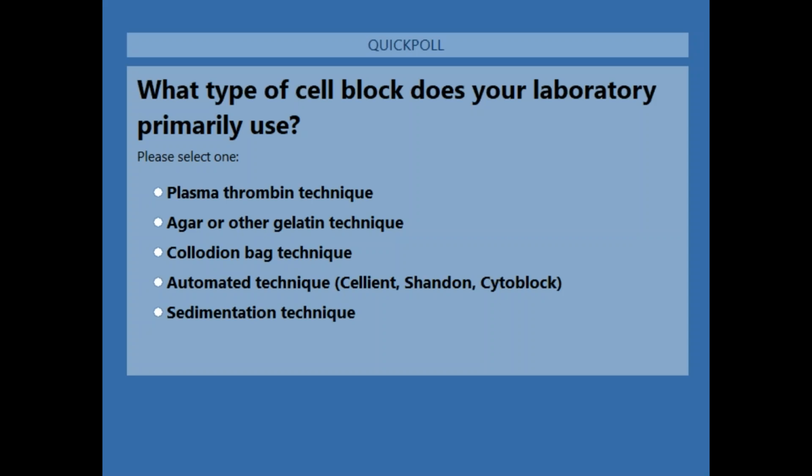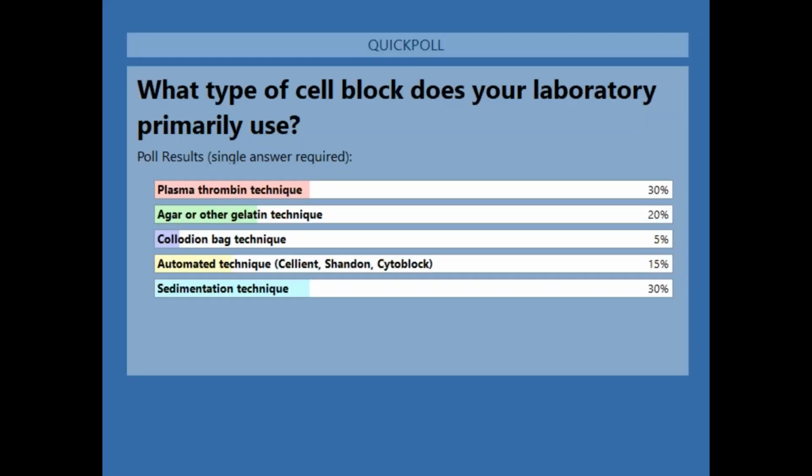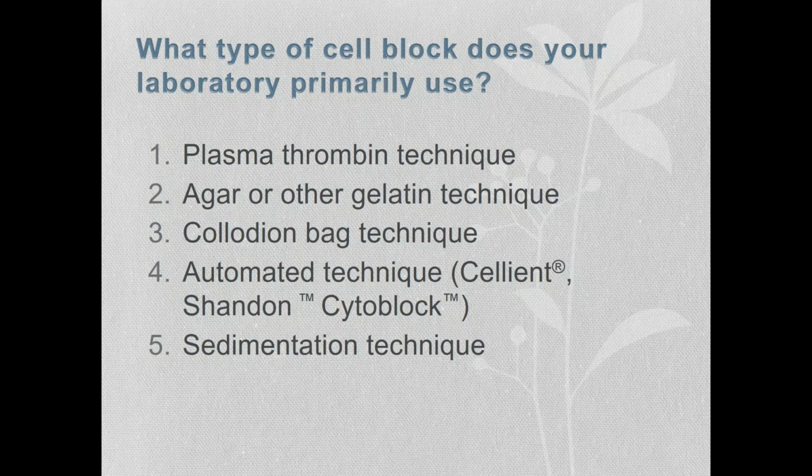All right, we'll give you a couple of seconds to give your answers, and then Joanne could show our poll. Interesting. It looks like we have 30% thrombin technique and 30% sedimentation technique, followed by agar and gelatin techniques at 20%, other automatic techniques at 15%, and colloidal bag at 5%, kind of on the lower side. Okay, thank you very much for that.